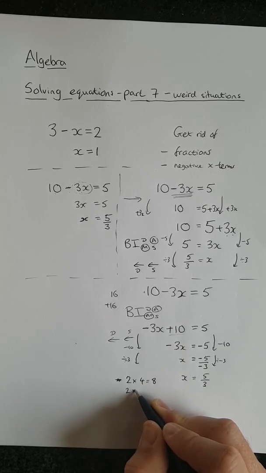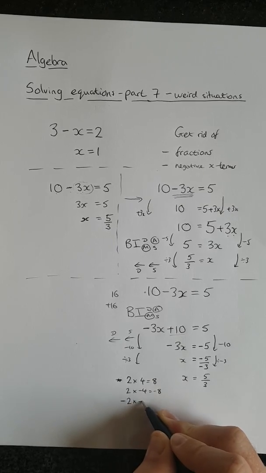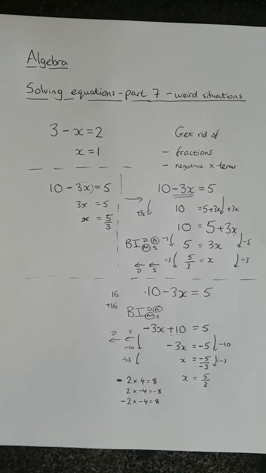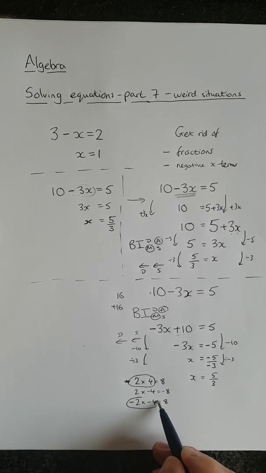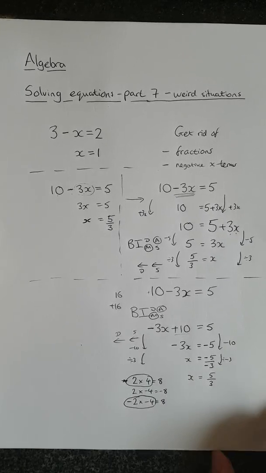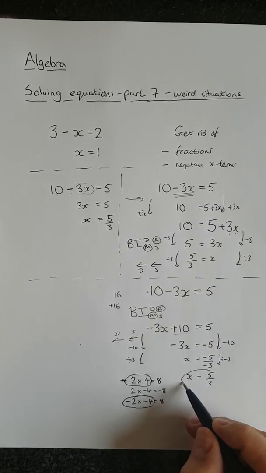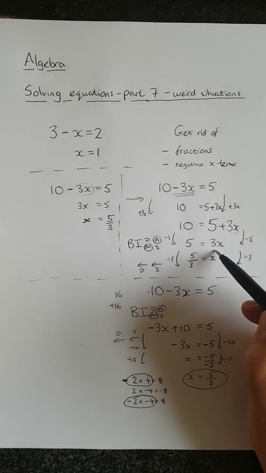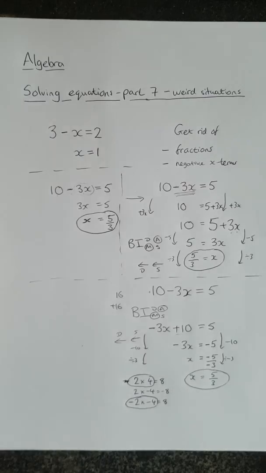Two times 4, 2 times minus 4, minus 2 times minus 4. When both parts are positive and both parts are negative, you get the same thing. Works for multiplication and division. So there we have 3 different ways of achieving the same result.